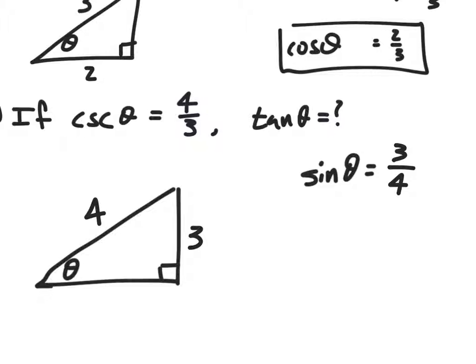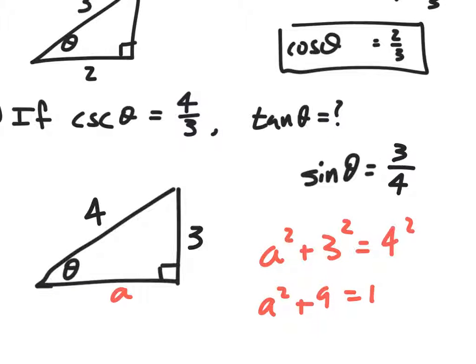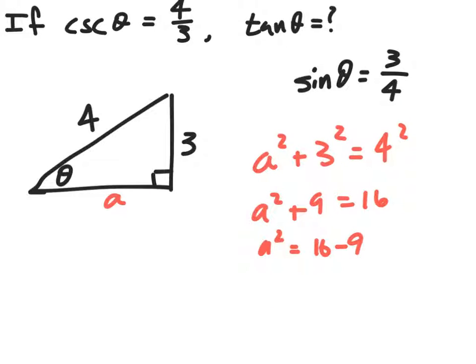And what I can do is use the Pythagorean theorem to solve for my missing side a. That would give me a squared plus 3 squared is equal to 4 squared. So a squared plus 9 is equal to 16. Then a squared would be equal to 16 minus 9, which is 7. a squared equals 7. Take the square root of both sides, and that would give me that a is equal to the square root of 7.